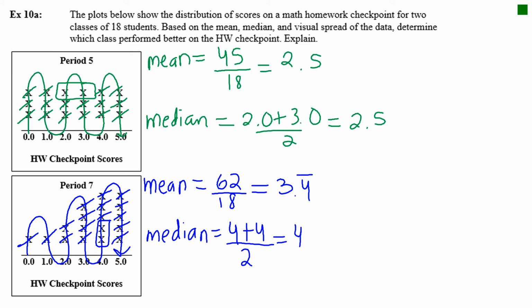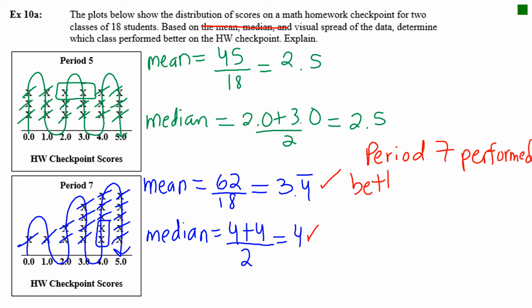All right. Now, we calculated the mean and the median. Now we need to determine which class performed better on the homework checkpoint. You notice that period 7 has the higher mean, and it also has the higher median. So it's pretty obvious here that period 7 did better than period 5. Right? So in a sentence, period 7 performed better because they have a higher mean and median.